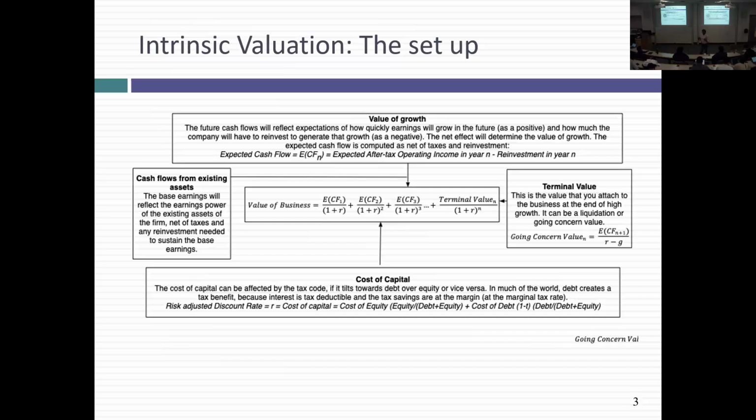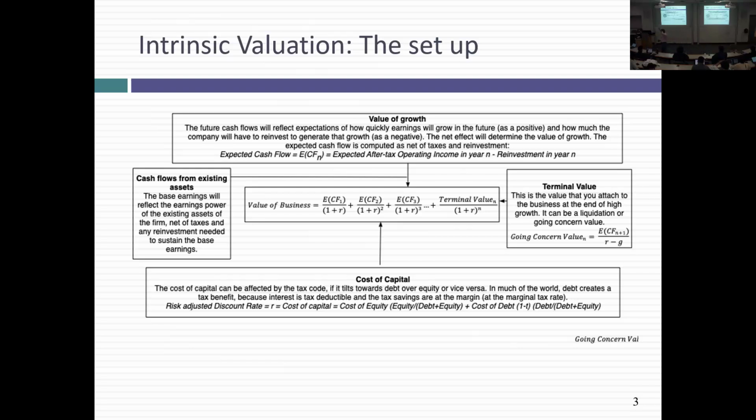So let's go back and do a very quick review of intrinsic valuation. We have the discounted cash flow model. There's an equation: expected cash flows, discount rate. It's a very simple equation, but if you break it down, there are 4 components that drive value. The first is the value of existing cash flows. That's your starting point coming from your financials. That's the easiest question of the 4 to answer.